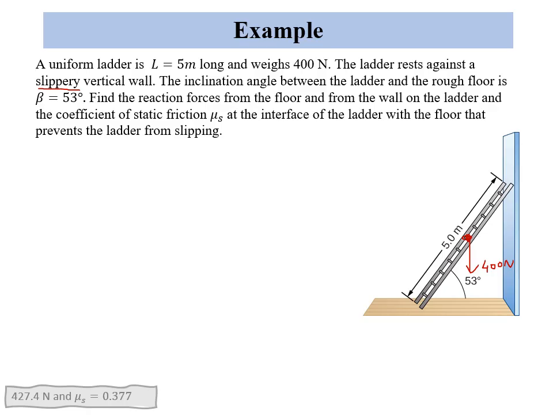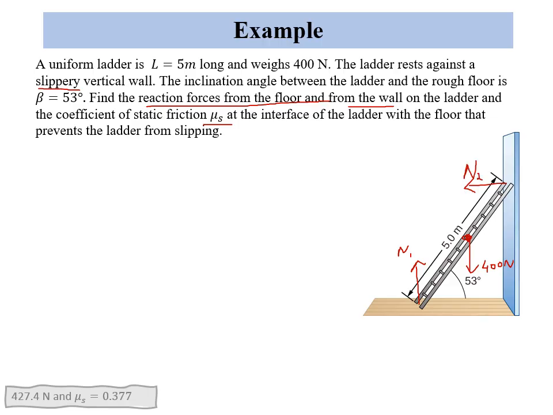So what we need to calculate, it says find the reaction force from the floor and from the wall, and mu sub s. Okay, so you start out with drawing out the diagram. If this is touching the floor, then there is a normal force. Let's call this N1. And if this is touching the wall, then there is going to be a normal force by the wall, which is N2.